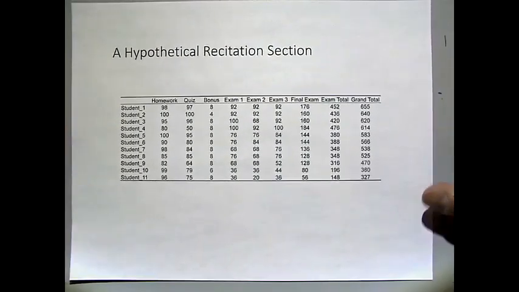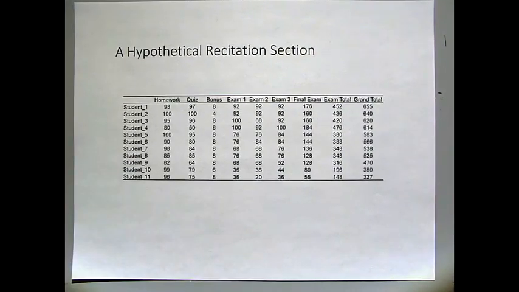Now, the way we determine grade is most likely unfamiliar to almost every one of you. So let me try to run down how we do this. Here is a hypothetical recitation with 11 students. So here are the scores of everybody: homework, quiz, exams 1, 2, 3, final exam.